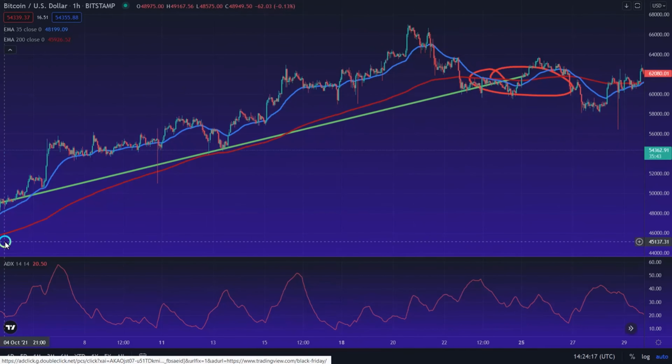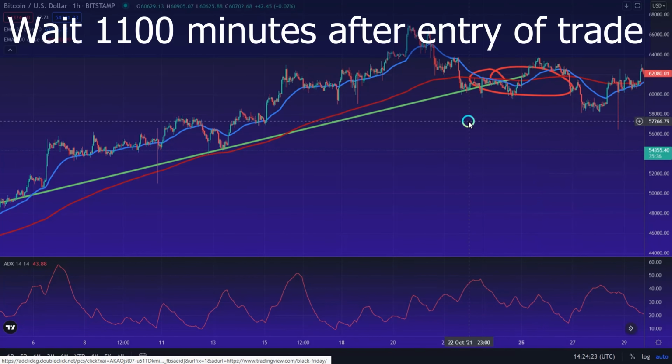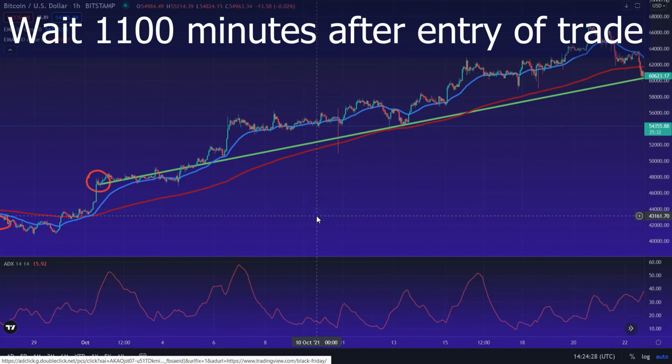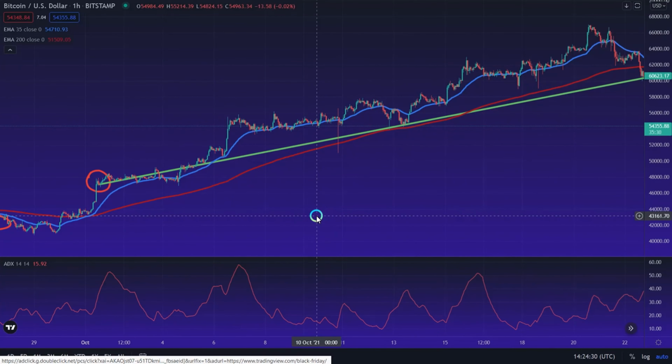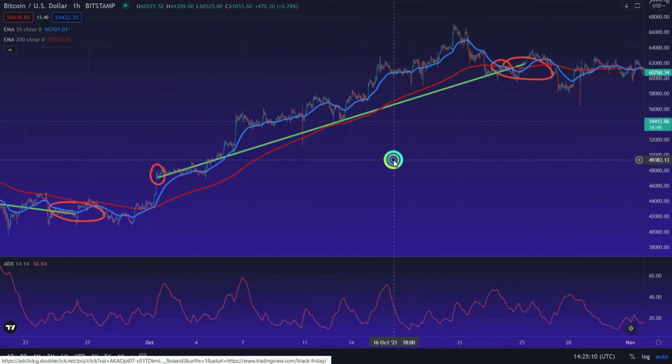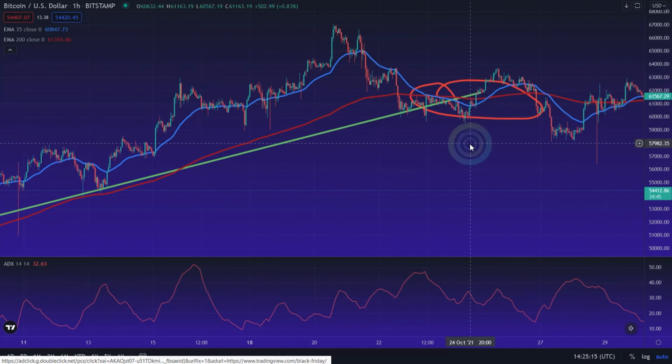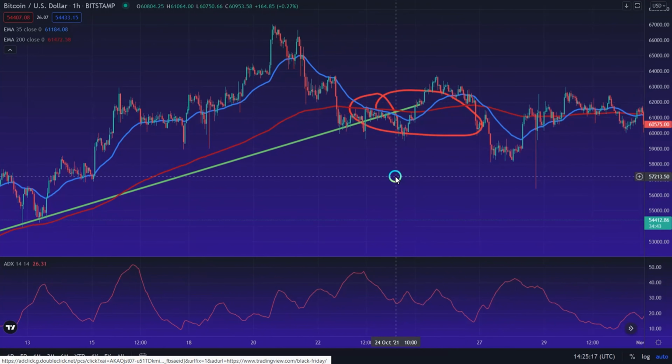So the next filter for the dynamic exit is that you have to wait 1100 minutes after the entry to actually start to look for the dynamic exit crossover. Of course, here it already passed multiple times, so it is a great exit for all if you consider all the parameters. And it is important to say that you have to use a safety stop loss.